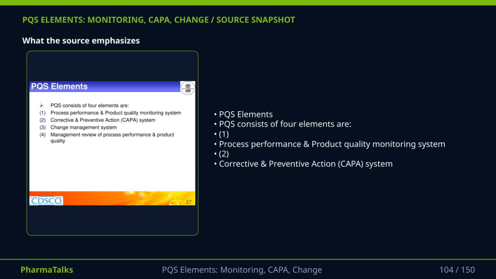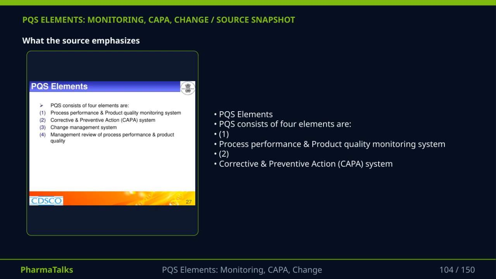Next, the CAPA system plays a critical role. It involves identifying issues, investigating their root causes, and implementing corrective actions to fix existing problems, as well as preventive measures to avoid future occurrences. This systematic approach helps in maintaining compliance and improving overall quality.